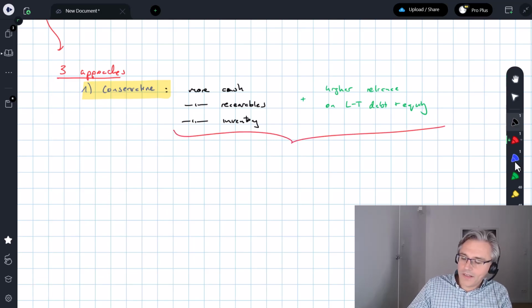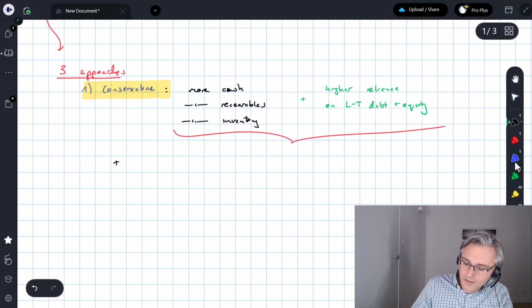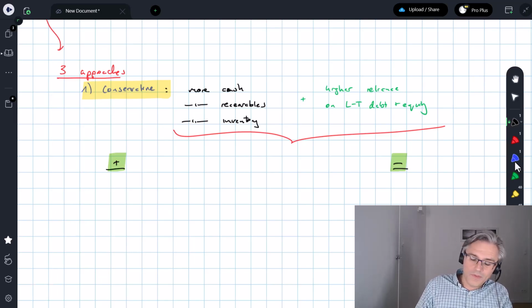And let's think about the pluses, the upsides and the downsides of this approach. So this is the downside, that's the upside. Well, the benefits.